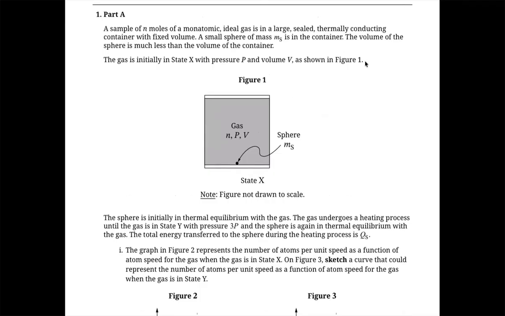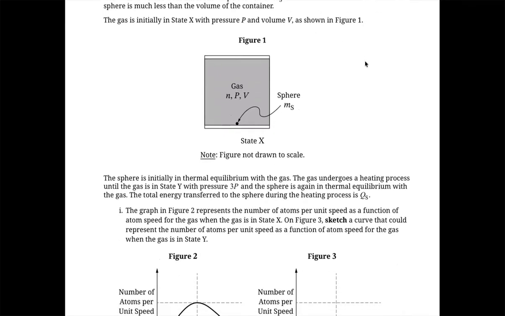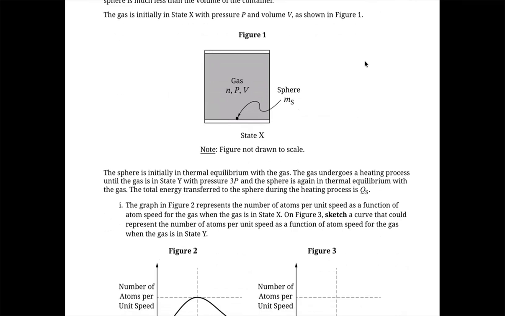So initially, the gas is in a state with pressure P and volume V, and then the sphere is in thermal equilibrium. The gas undergoes a heating process since it has a thermally conducting container, and then it's going to be in a new state with a triple pressure, 3P. And then again, the sphere is still in thermal equilibrium with the gas. And since it is a fixed volume, it should be at a higher temperature.